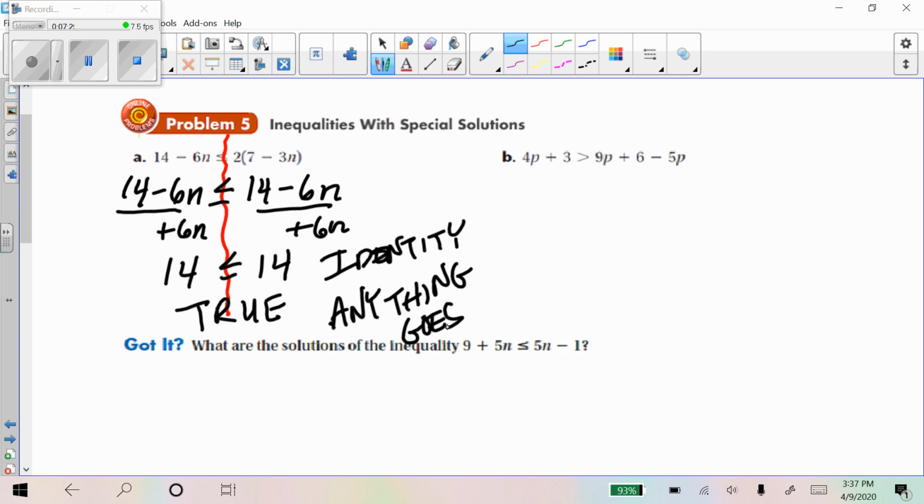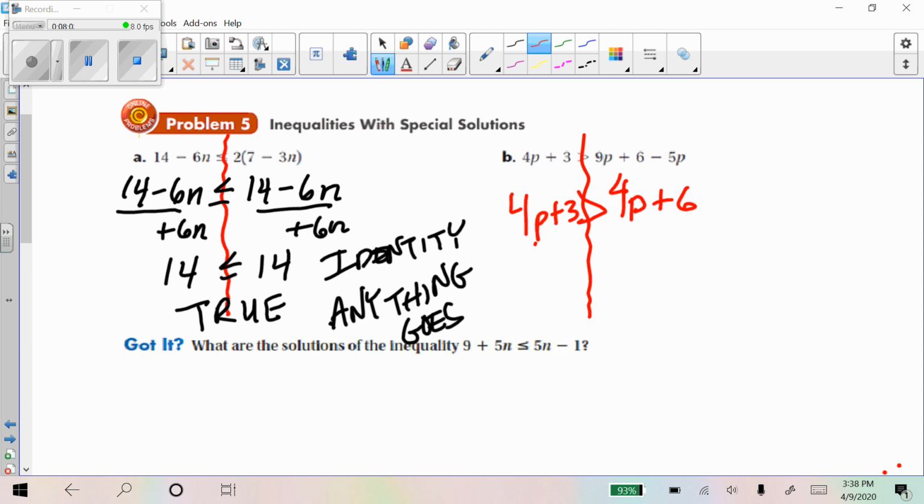All right. Go ahead and try work out B here. Actually, why don't we just do it together? So I'm going to draw my line there. On the right side, we need to simplify. Do the 9p minus the 5p. That makes 4p plus 6 is greater than 4p plus 3. I'm kind of seeing something going on here.